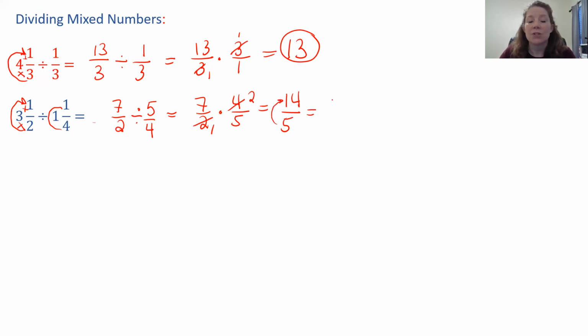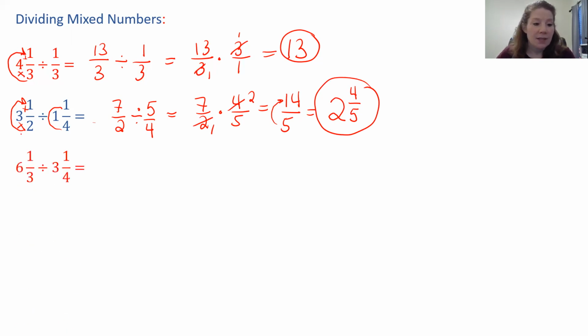5 will go into 14 2 times with 4 left over. So 2 4/5. The next one, going around the world: 6 times 3 is 18 plus 1 is 19/3 divided by 12 plus 1 is 13/4. And now I'm going to keep it, change it, flip it.